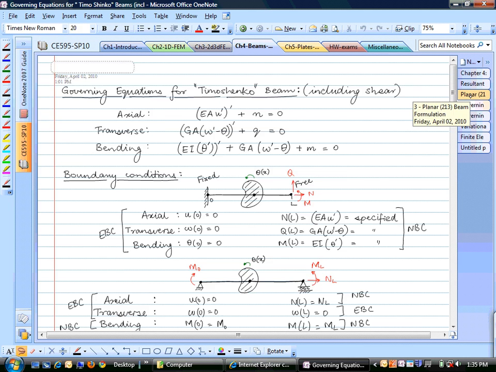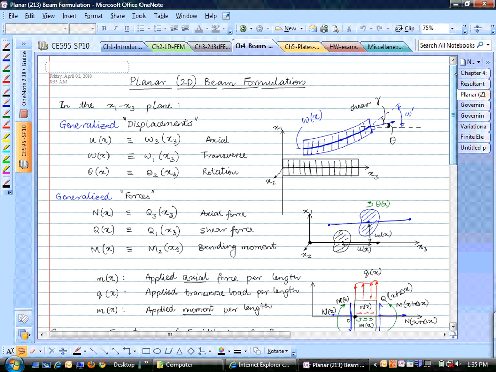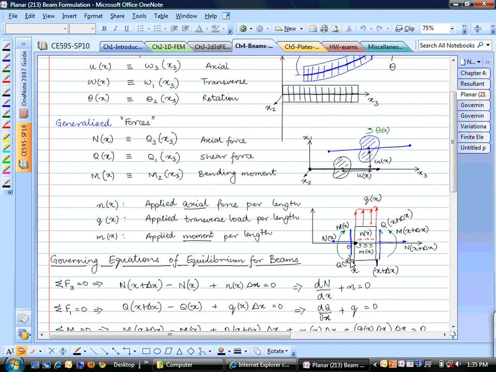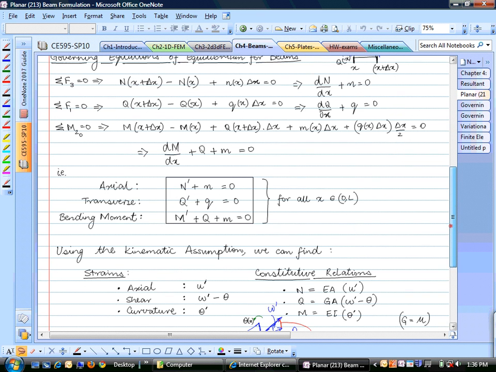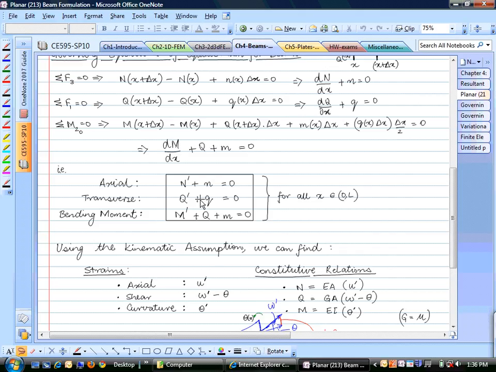So we saw that for a planar beam, if you write out the equations of equilibrium using this slice of the beam somewhere here, ideally it should be in the deformed configuration, but since we are taking everything to be small strain, we can assume that the deformed configuration is the same as the undeformed. If you write out the equations of equilibrium for this slice, sum of moments, sum of forces, you come up with these three equations. This is the axial force equilibrium, this is transverse displacement equilibrium, and this is the equilibrium of moments.